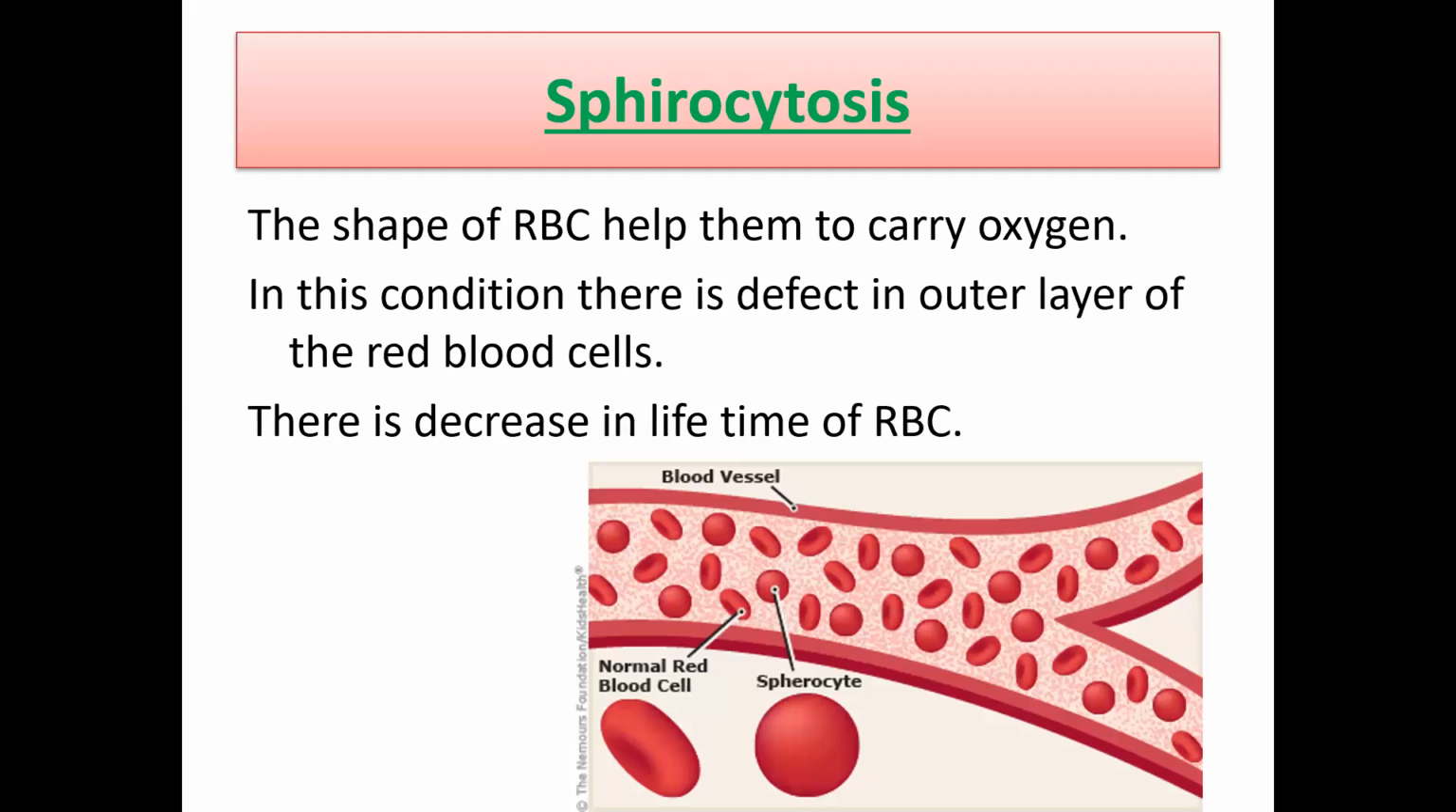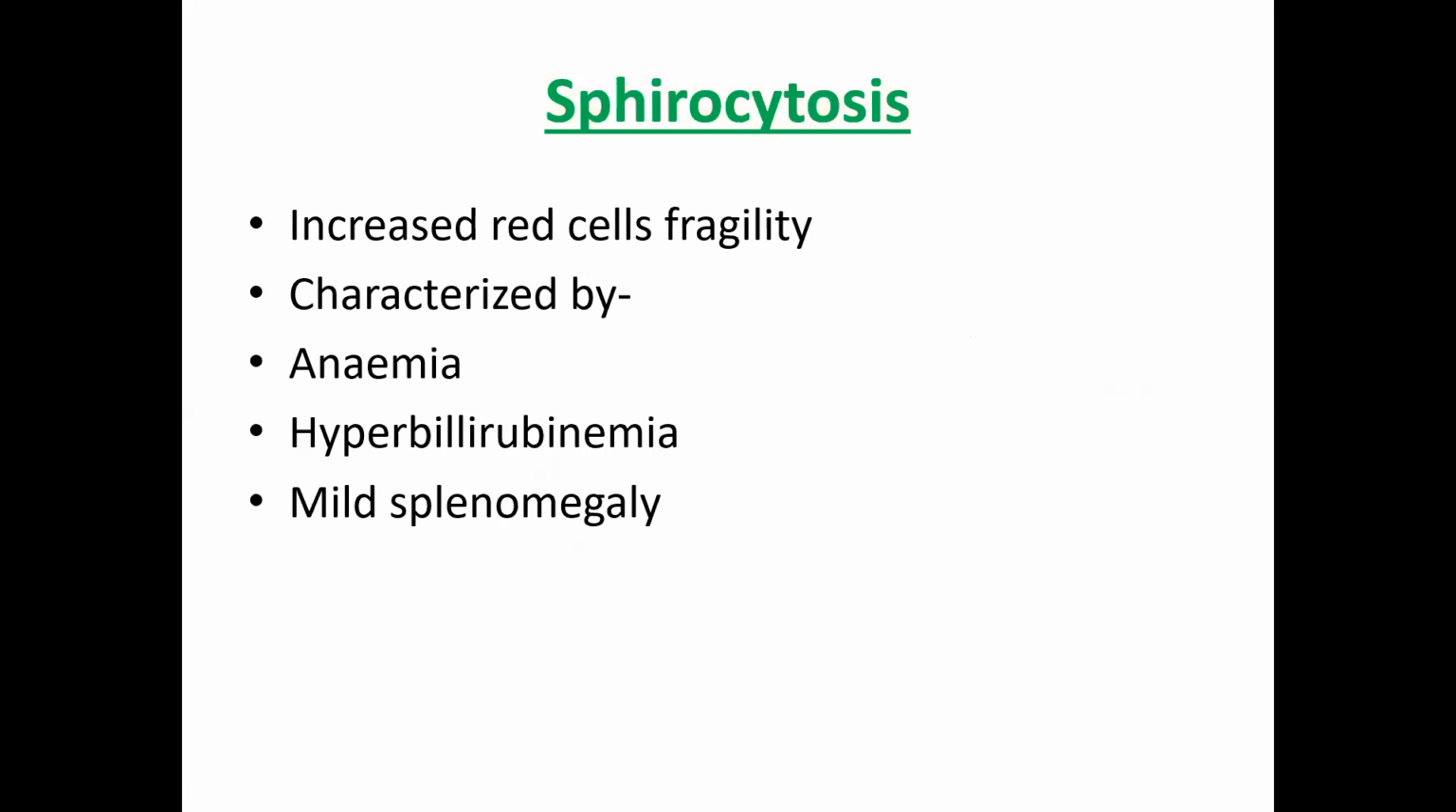Then the next condition is spherocytosis. The shape of the RBC helps it to carry oxygen. In this condition, there is a defect in the outer layer of the RBC that decreases the lifetime of the RBC. For example, here you can see the normal shape of the RBC and the spherocytes. It will not carry oxygen properly, will not transmit it throughout the body, and decreases the lifespan of the RBC. So RBC fragility increases and destruction increases. It is premature destruction of the RBC.